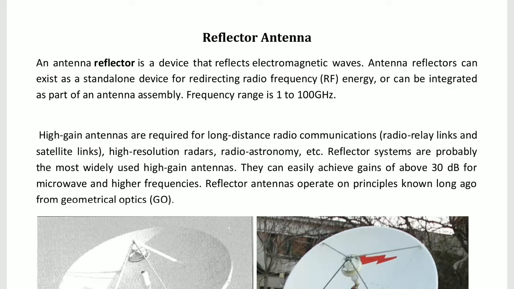So these are the wide applications of reflector antennas, that is, due to its high gain it can be used in radio communication, in satellite links, high resolution radars and in radio astronomy, and it can provide up to 30 decibels of gain, which is a very large value as compared to other antennas, and it can operate in microwave and higher frequency. The frequency range is given, that is 1 to 100 gigahertz.